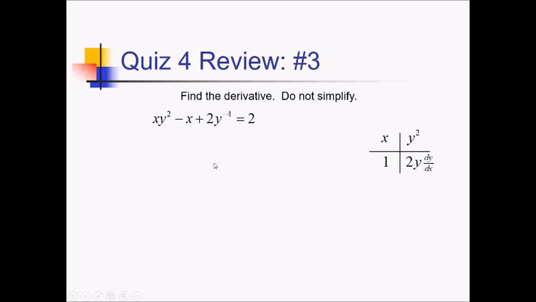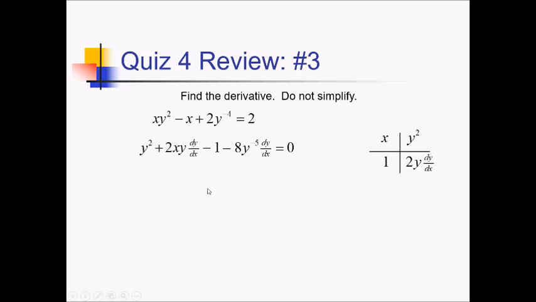All right, so multiplying that out with the ribbon, we have y squared plus 2xy dy over dx. Moving on to the next term, negative x, that becomes a negative 1. 2y to the negative fourth, that's going to be minus 8y to the negative fifth, times dy over dx, because again, you just differentiated something with a y. And then that's going to equal the derivative of 2, which is 0.